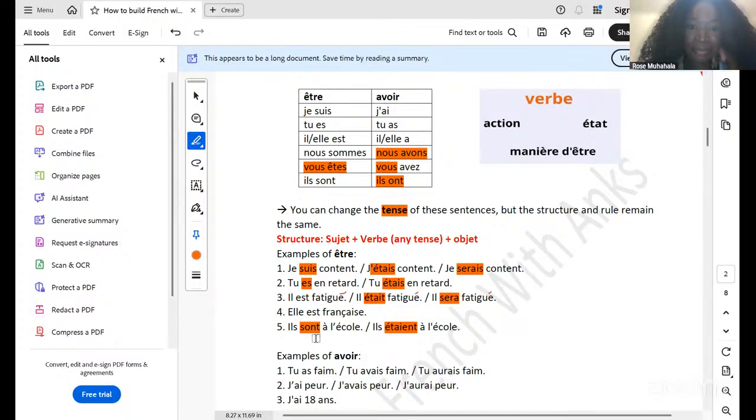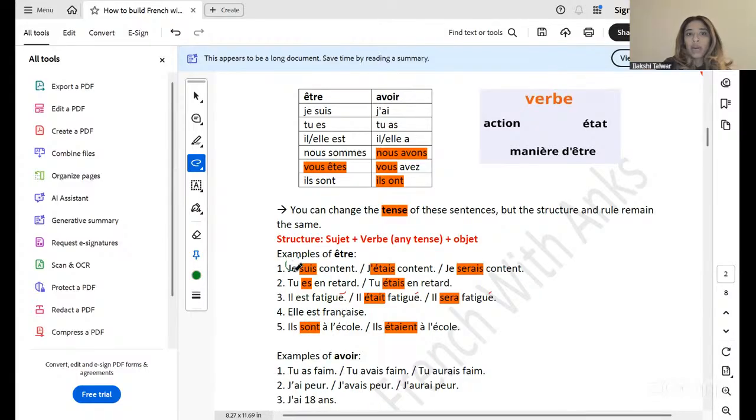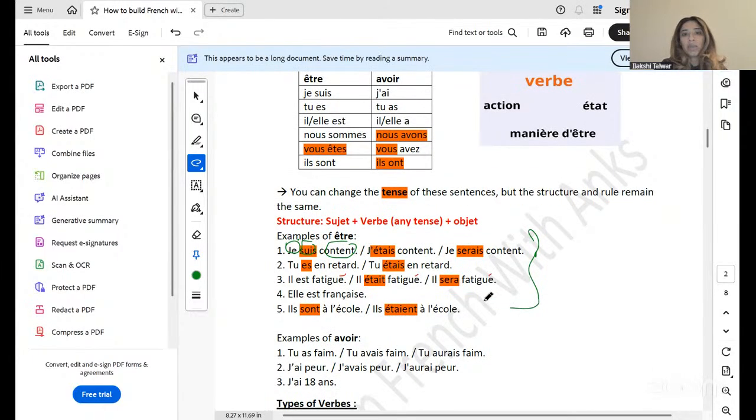Super. So, ils sont à l'école means they are at the school. That means right now, present tense. And ils étaient à l'école is imparfait. They were at the school. Oui. The structure of the sentences remains the same, which is that we're using our subject, we're using our verb, and we're using the object. And that structure remains the same even if we change the tenses.